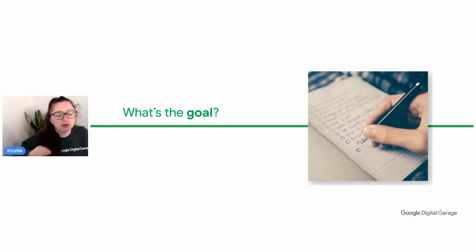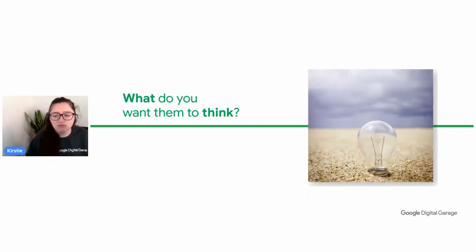We want, before we even put pen to paper or mouse to screen, we want to know exactly what our presentation is about. What's the goal of our presentation? What do we want our participants, our learners, the people in front of us, what do we want them to do when they attend our presentation? So number 1 of your planning, what is the goal? The next thing, write down exactly what you want them to think.